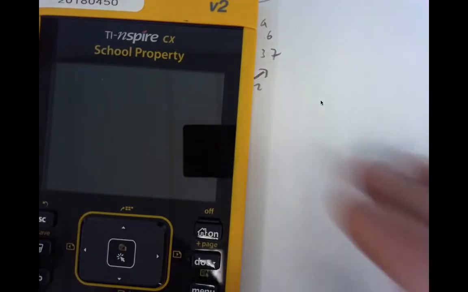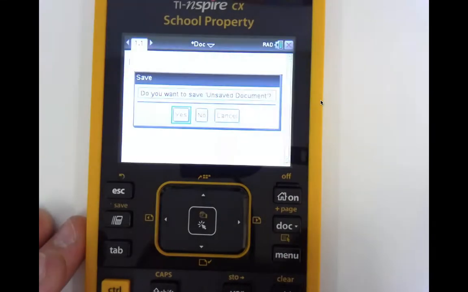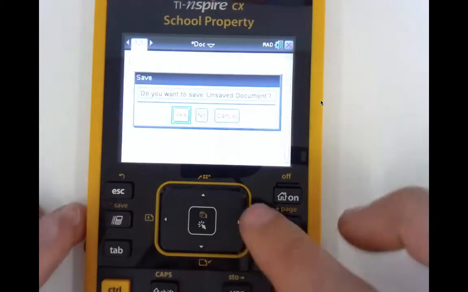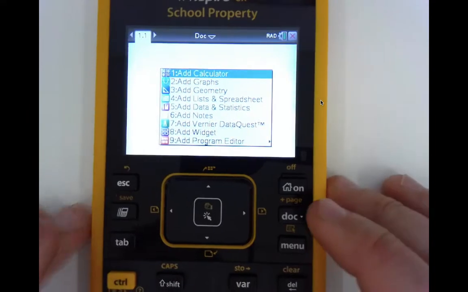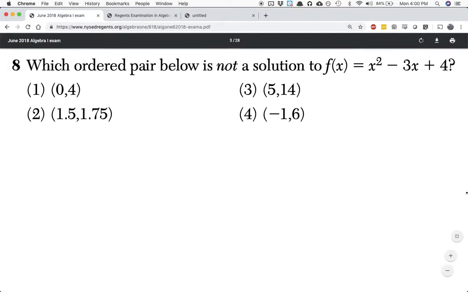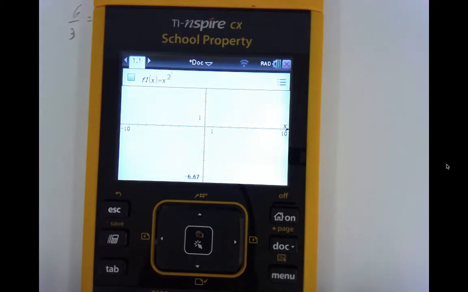Let's plug it in. So I'm going to go to my calculator, make a new doc. Oops, I didn't mean to save. New document, do not save. And I want to go to a graph so I can get the table or the graph. It was x squared minus 3x plus 4, so we'll just plug that in.